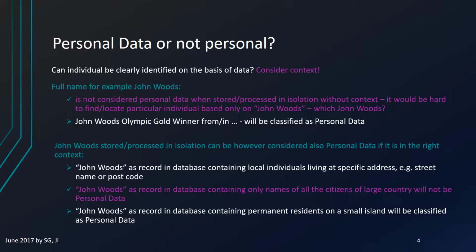So for example, if we have the name John Woods, which is being stored in a database which contains only names of all citizens of a large country, that would not be considered as personal data. As you can imagine, there probably would be quite a few John Woods that would come up there. However, if the database where we are storing the name of John Woods was only containing local individuals living at a specific address or postcode or street name or residents of a small island, then that would be classified as personal data, as it would be easy to identify which John Woods we are looking for.